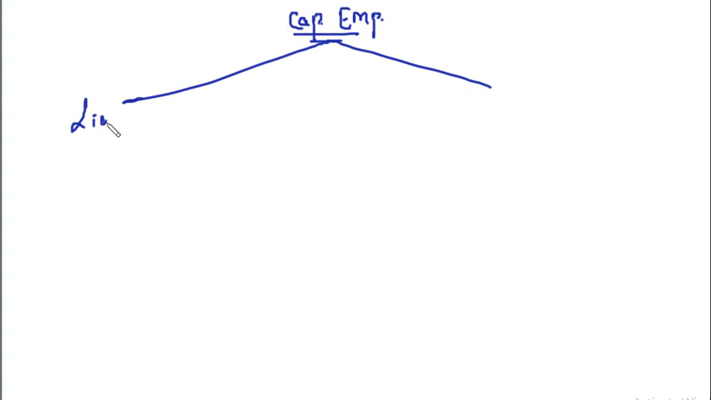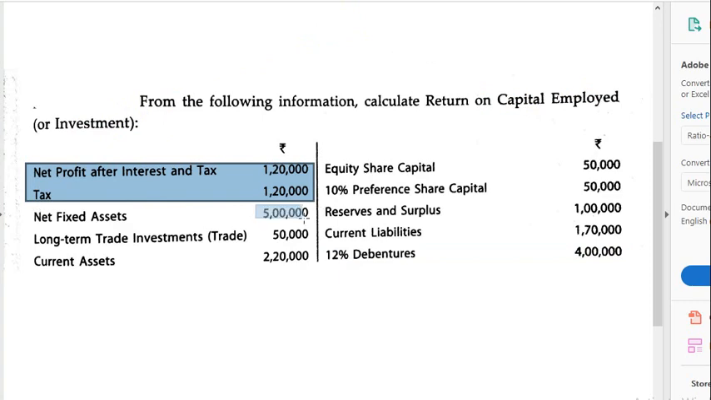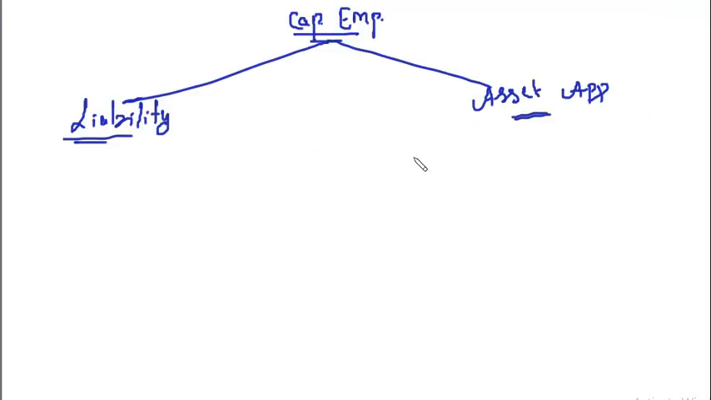Now we'll calculate the second element, that is capital employed. Right? Capital employed, we have two approaches. We have the liability approach and we have the asset approach. Now, net profit before interest and tax we have covered. Net fixed assets of 5 lakhs. This will come under which approach? Fixed assets. Here, fixed assets of 5 lakh.